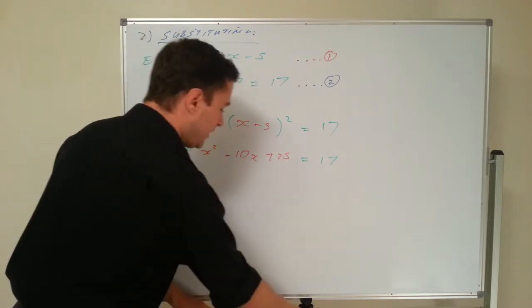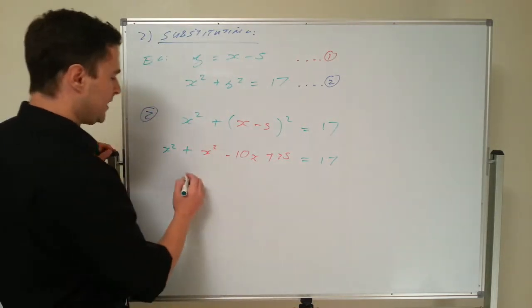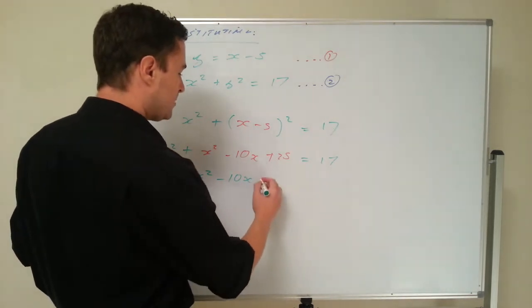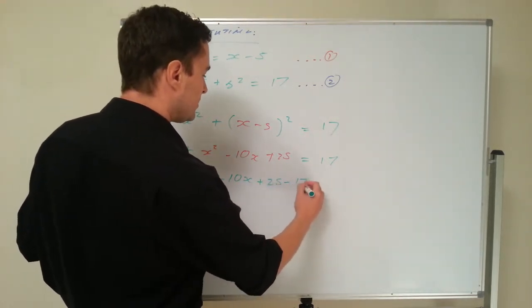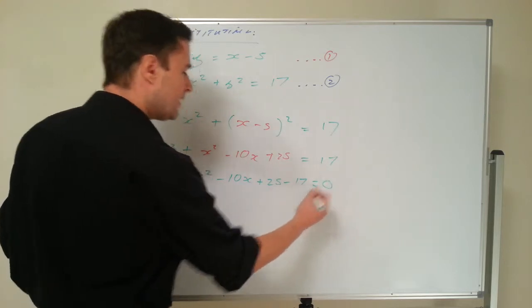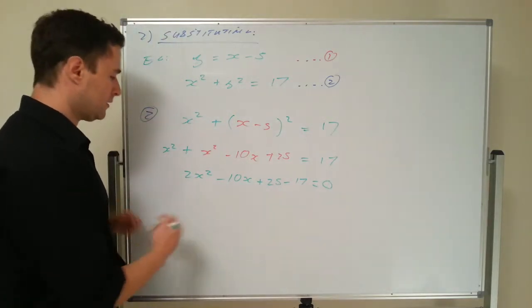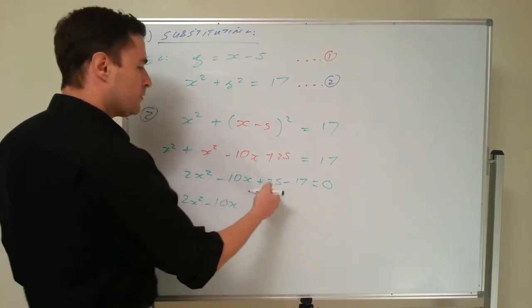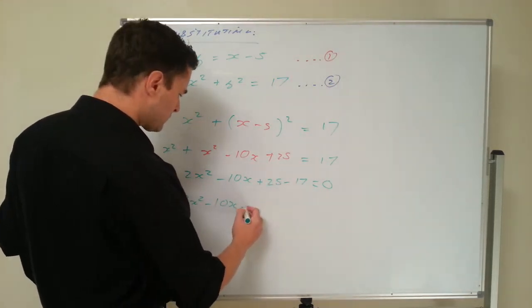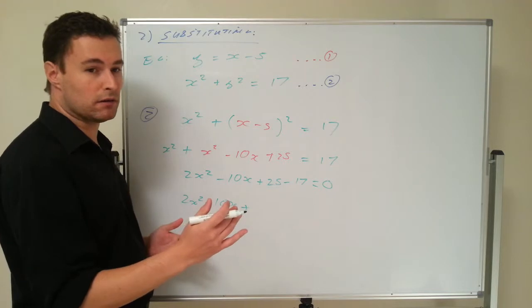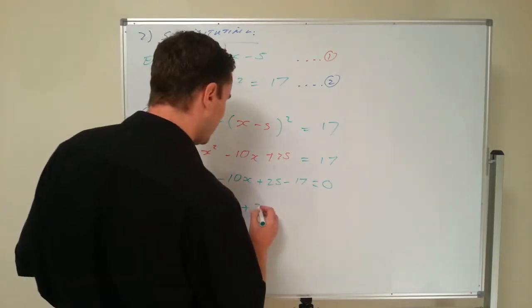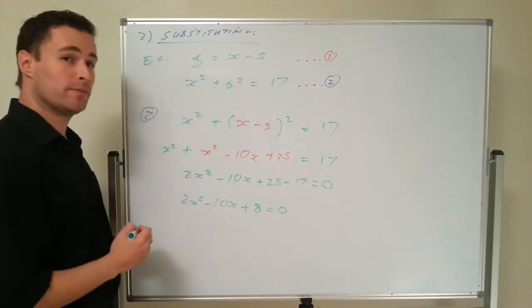Okay, so we just tidy this guy up now, right? X squared plus x squared is 2x squared minus 10x plus 25 minus 17. Now I did that to make it equal 0. I brought the 17 across. Last thing, 25 minus 17, oh, I've gone completely blank. 25 minus 17, 8 plus 8 equals 0. You all still with me?